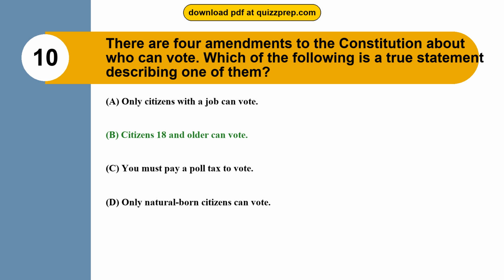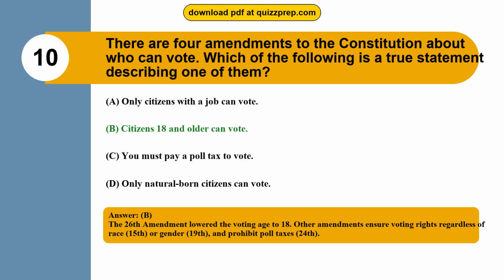Citizens 18 and older can vote. The 26th Amendment lowered the voting age to 18. Other amendments ensure voting rights regardless of race, 15th, or gender, 19th, and prohibit poll taxes, 24th.